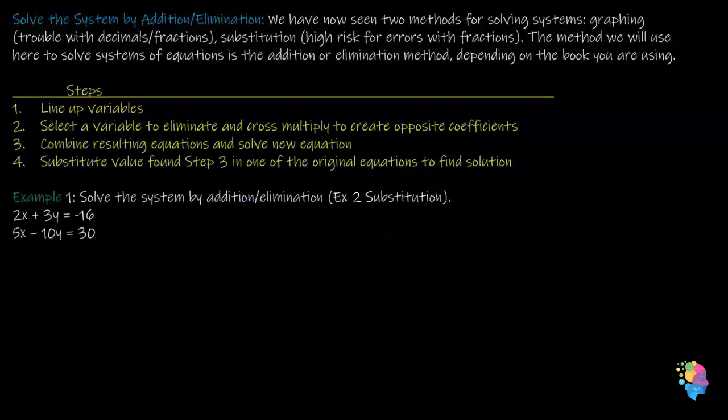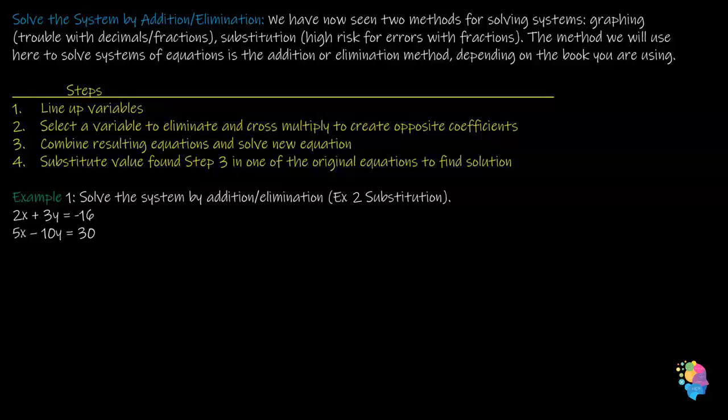We have now seen two different methods for solving systems of linear equations: the graphing method and the substitution method. The method we will use here to solve systems of equations is called the addition or elimination method, depending on the book you're using.